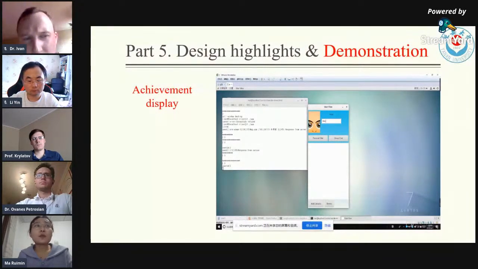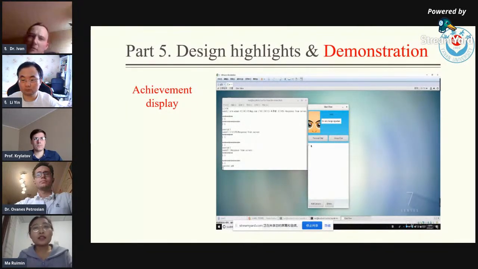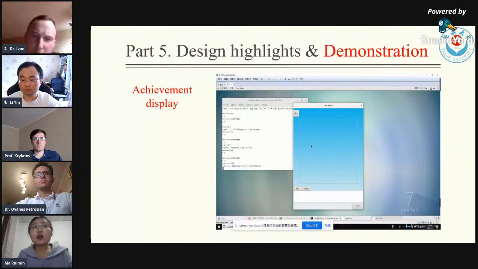Also, clicking the personal signature box to modify the personal signature. In addition, clicking the add contacts button and inputting the ID to add friends. Finally, clicking the nickname of a friend to start a chat.